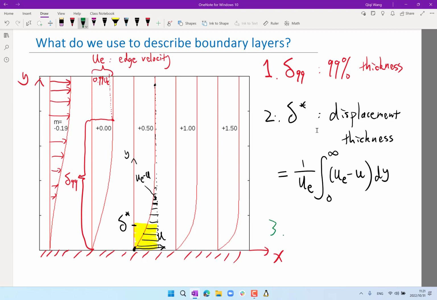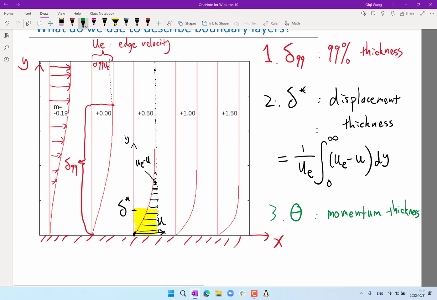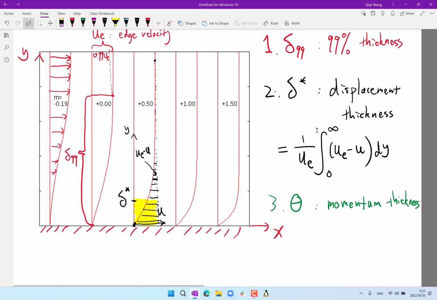And the third definition is denoted as theta. That's called the momentum thickness. The reason it's called the momentum thickness is that instead of being significant from the conservation of mass point of view, like delta star, the momentum thickness is important from the conservation of momentum point of view. So this difference, UE minus U, right?